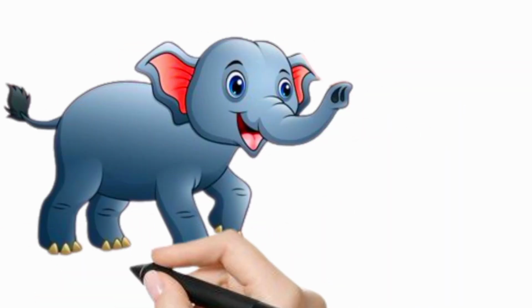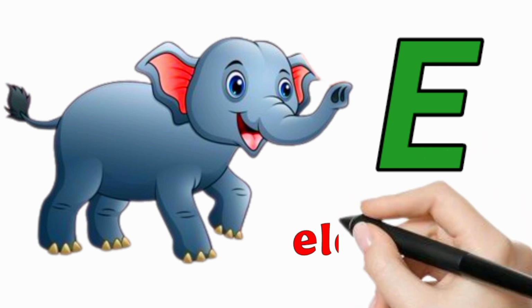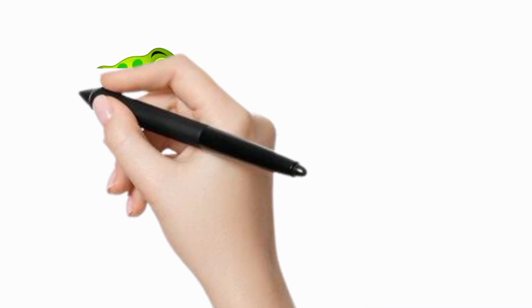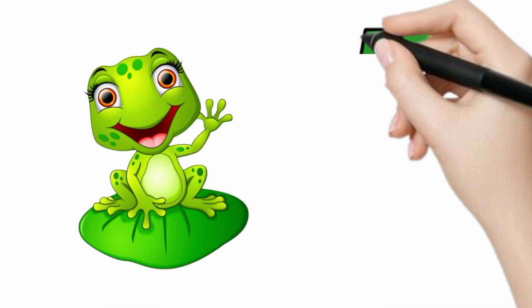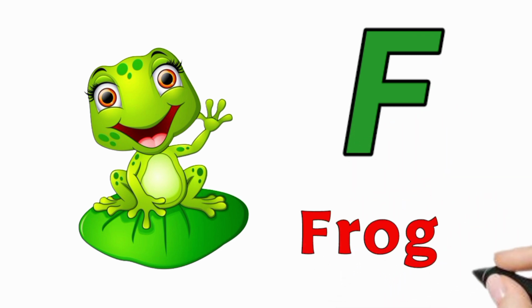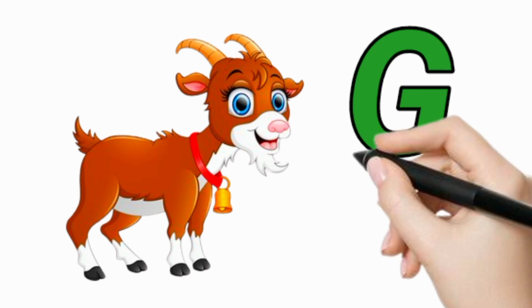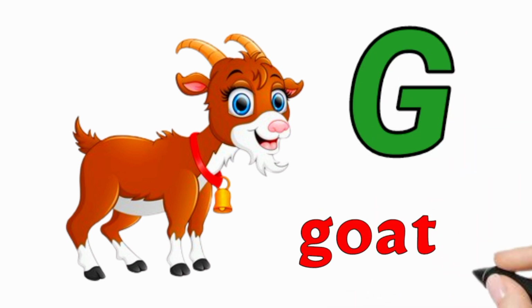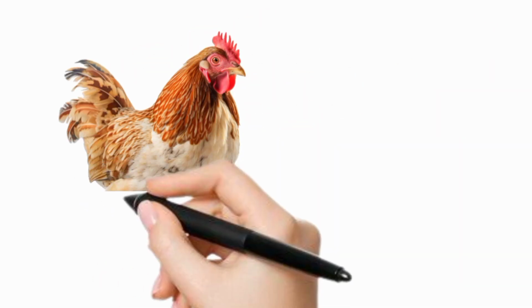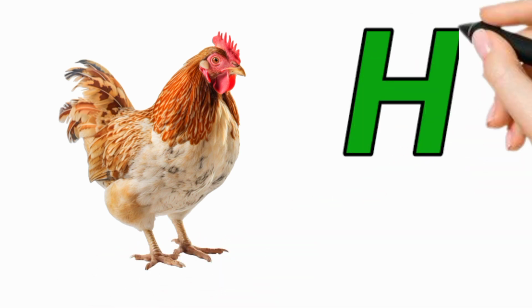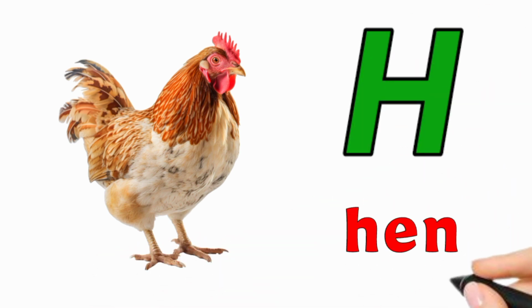E for elephant. Elephant means hathi. F for frog. Frog means mendak. G for goat. Goat means bakri. H for hen. Hen means murgi.